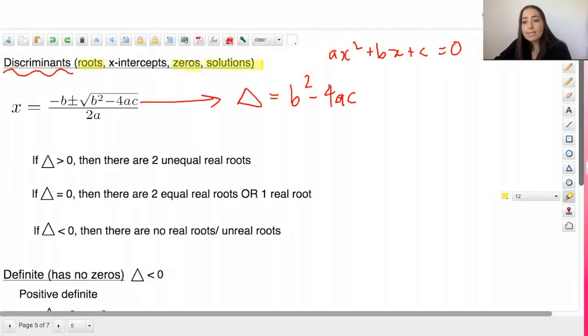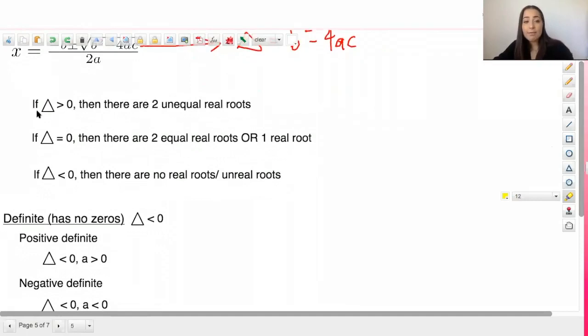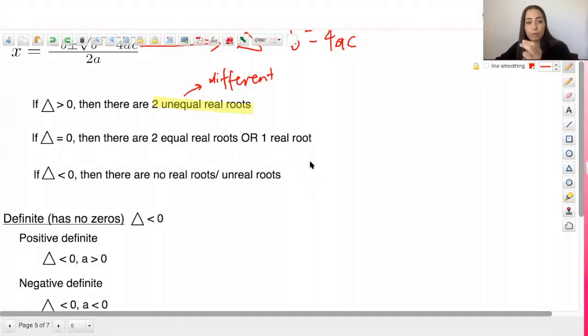Okay, so now let's look at the values of the discriminant and how that can help us determine the roots or the x-intercepts of your parabola. The first thing is if the discriminant is greater than 0, so if the discriminant is positive, then there are two unequal real roots. What you mean by unequal is that they're different. So they basically have different values. So x equals 4 and x equals 7. Those are two unequal real roots.